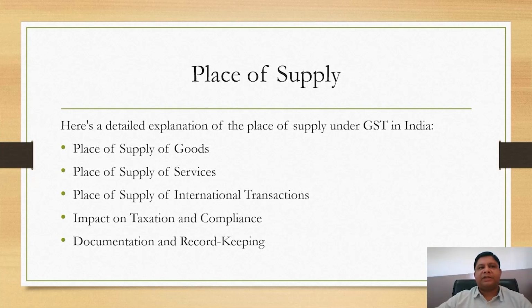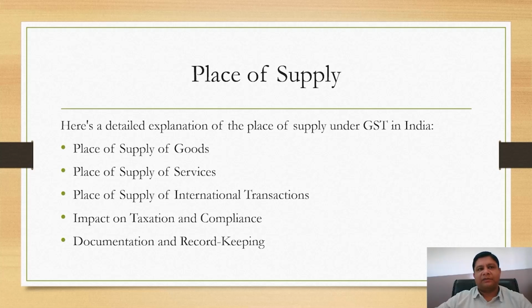Place of supply. Place of supply is a crucial concept under GST. It determines whether a supply is considered an intra-state supply or an interstate supply, which in turn impacts the tax liability and compliance requirements. The place of supply rules under GST are defined to ensure clarity and uniformity in the taxation of transactions involving movement of goods or provision of services. Here is a detailed explanation of the place of supply under GST in India.